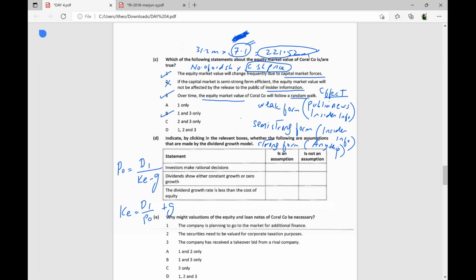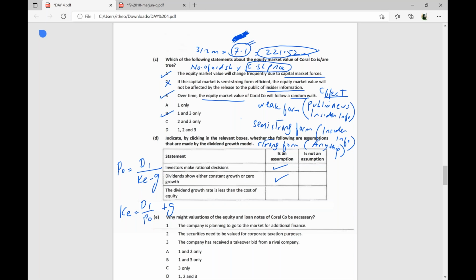Again, if you read the text of business valuation, DVM assumptions are clearly mentioned. Dividends show constant growth or zero growth. Yes, the growth rate remains constant or there is no growth. Growth rate can never be negative. This is written in DVM disadvantages and assumptions that dividends show constant or zero growth. Investors make rational decisions. This is also written, that they make rational decisions, don't make irrational decisions. And dividend growth rate is less than cost of equity. That's not written, but that's something you can get from the formula.